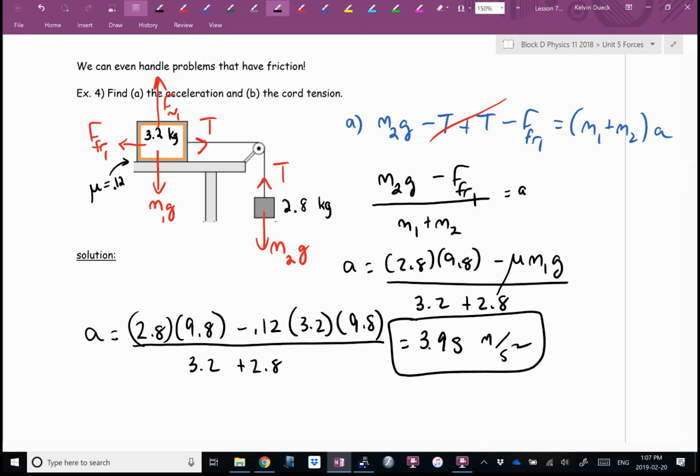So to find... and here, I'm going to be more general. You said they want me to find tension. I'm going to say they want me to find an individual force. I'm going to look at an individual mass. Which one? It'll work for either one. Which one of these masses looks less yucky to use in our free body diagram? I'd use the 2.8. Okay? So, which way is this 2.8 accelerating, up or down?